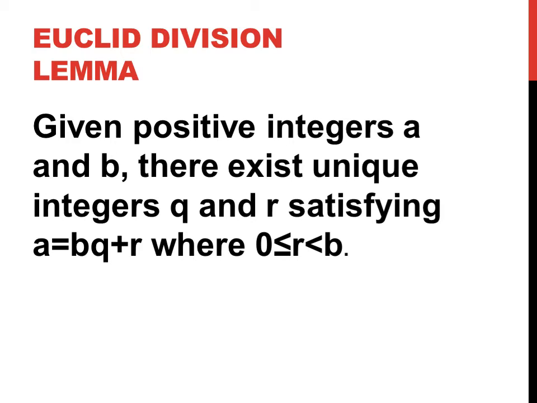So here is the Euclid division lemma. Euclid division lemma says that given positive integers a and b, there exist unique integers q and r satisfying a = bq + r, where r is less than b but greater than or equal to 0.